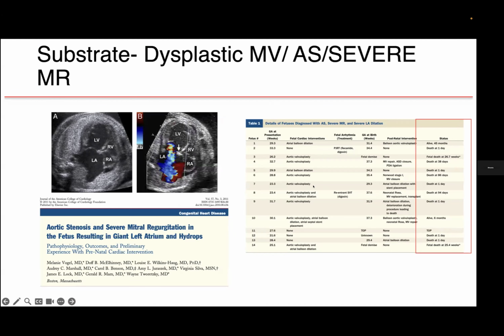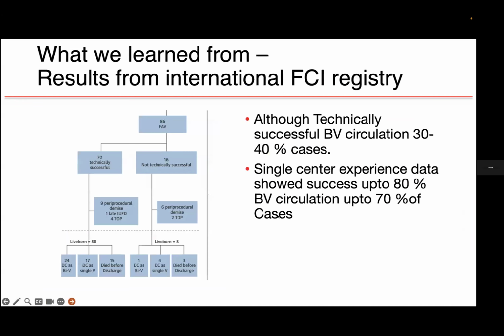This is one of the papers published back in the early 2000s, which showed that wherever there was severe mitral regurgitation and an LA which is hypertensive because of the mitral regurgitation, they progressed to have hydrops, and with or without procedure succumbed. So 60 to 80% of them have a chance of either fetal IUD, intrauterine death, or neonatal death after delivery. These are probably the worst aortic stenosis candidates, and they may not do well even after the procedure.